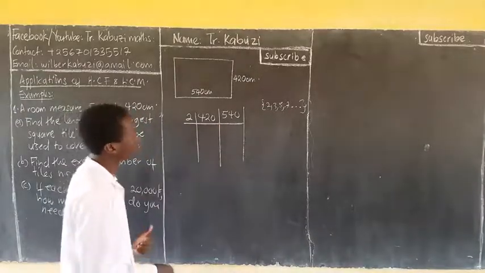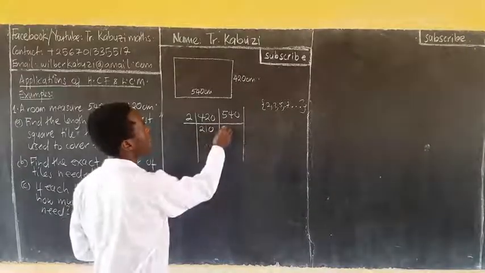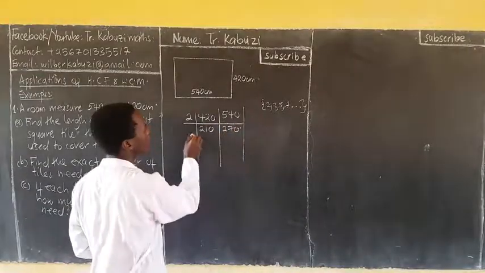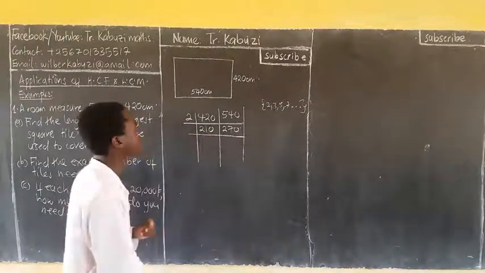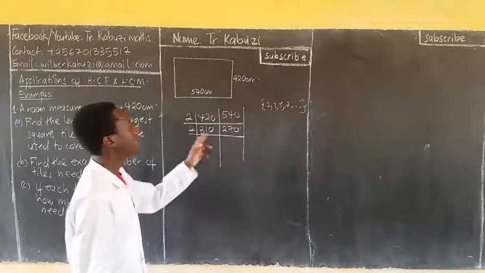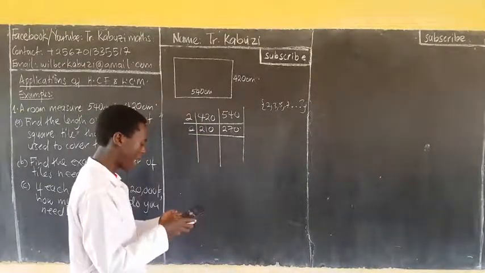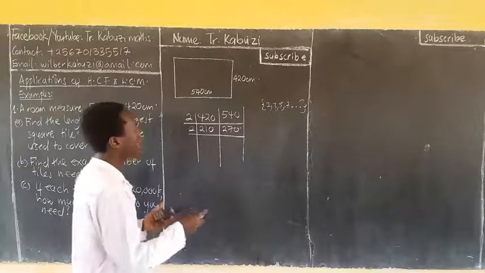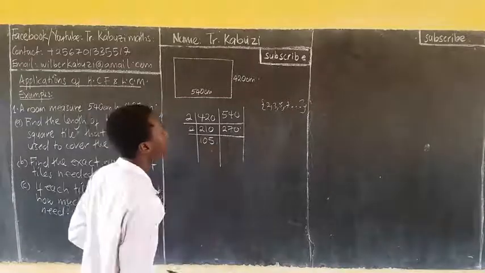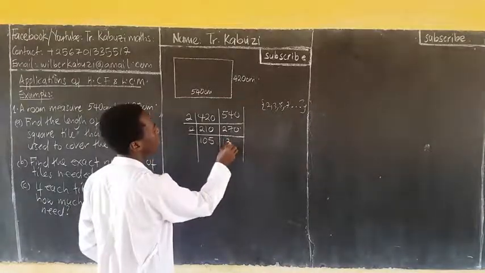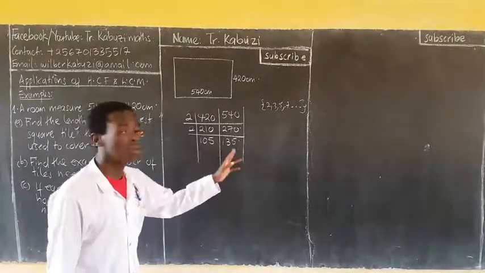So, by 2, here we are having 210. By 2, here we are having 270. You see that? You ask yourself, is 2 still dividing both? Yes. So, by 2, we divide this by 2, you get your calculator, 210 divided by 2, that's 105. Then this side, divide this by 2, you get 135. Now you ask yourself, is 2 dividing these two?